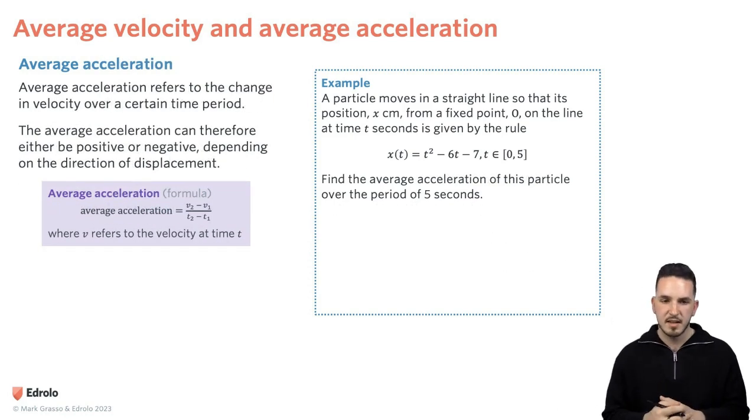Average acceleration, on the other hand, refers to the change in velocity over a certain time period. The average acceleration can therefore be either positive or negative, again, depending upon the direction of the displacement. So similar to average velocity in that sense.